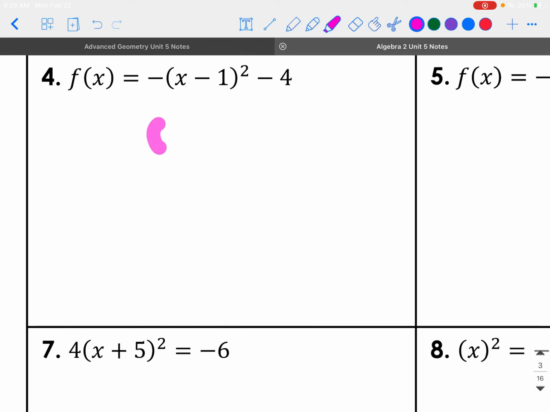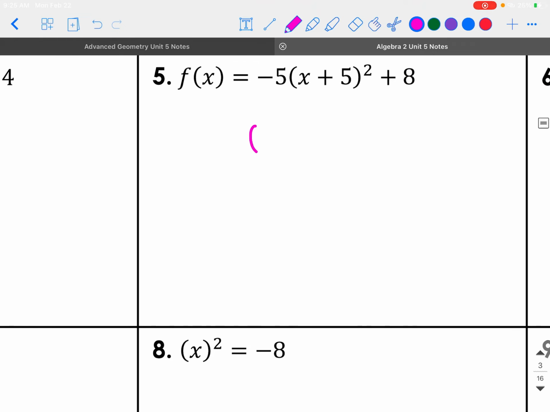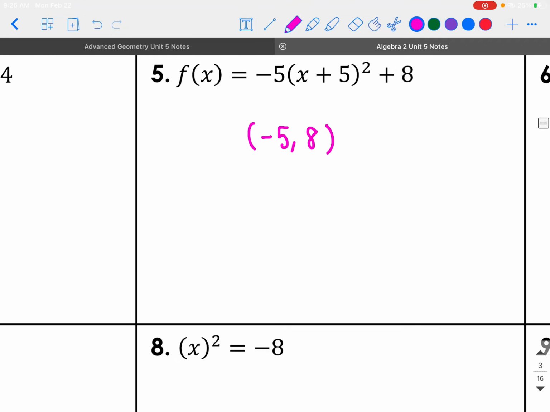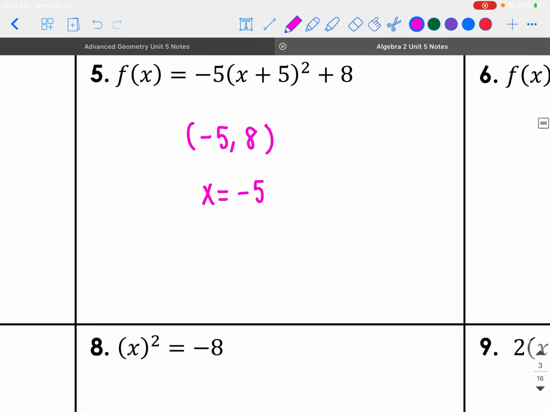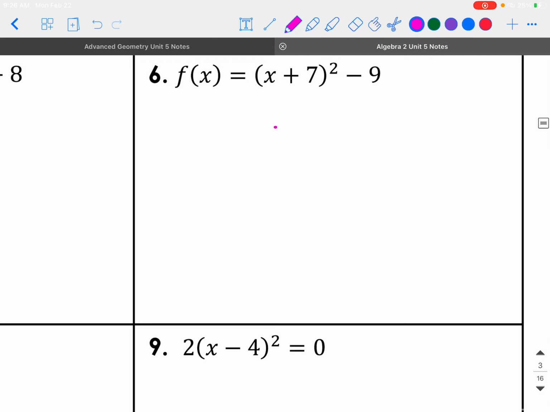Number 4, you should have got 1, negative 4 as the vertex, and x equals 1 as the axis of symmetry. Number 5, the vertex, negative 5, 8. Axis of symmetry is x equals negative 5. Number 6, the vertex is negative 7, negative 9. Axis of symmetry, x equals negative 7.